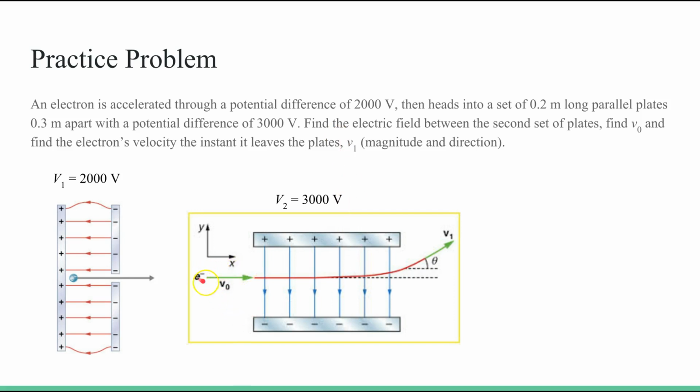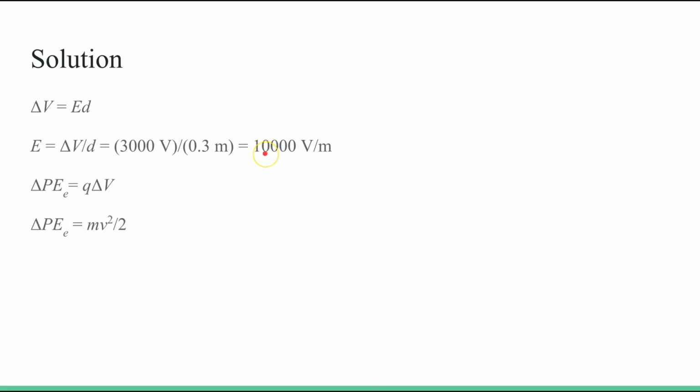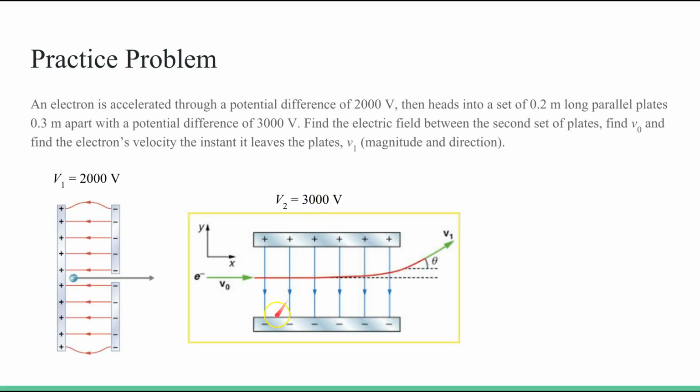Okay, so the positives will start to pull it up over here. And the force will be opposite the direction of the field because the charge is negative. So it starts to get pulled upward. So we're going to define upward as positive, downward as negative. So F equals QE. So the magnitude of the force will be QE, which is 1.6 times 10 to the negative 19 coulombs, times the electric field we found in this part, 10,000 volts per meter. And we get 1.6 times 10 to the negative 15 newtons. So that's the force the electron experiences while over here.